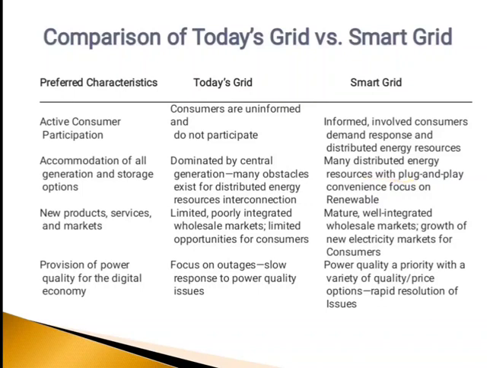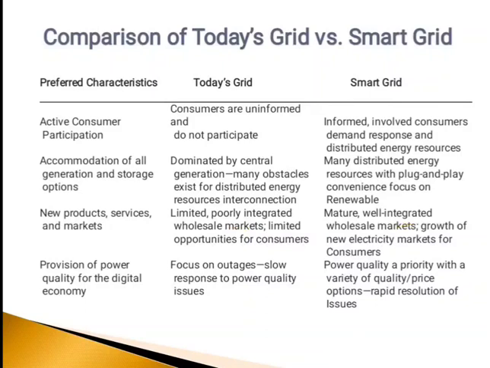The third characteristic is new products, services and markets. As far as new products are considered, in the present grid, the new products are limited and poorly integrated. Limited opportunities are there for the consumers. But for the smart grid, it is well matured because many new equipments are coming into the wholesale market. There is a growth in the new electricity market for the consumers.